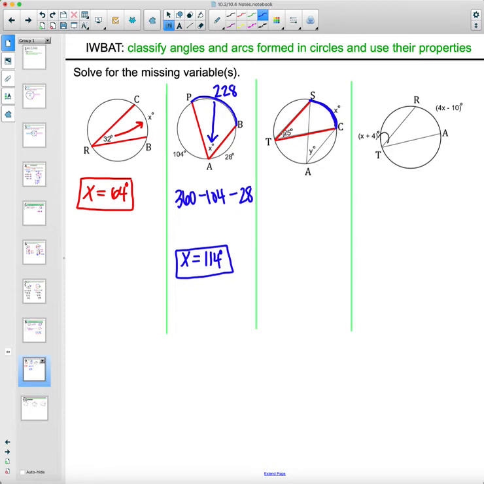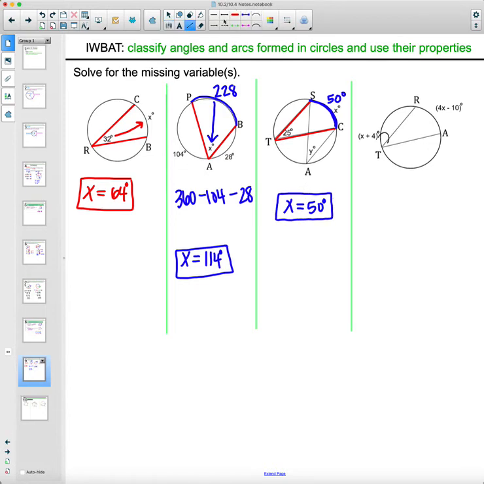Okay, so remember, angle to arc. So the arc is bigger than the angle. It's double the angle. So if I double that, I get 50 for x, or for that arc. So the x is 50 degrees.